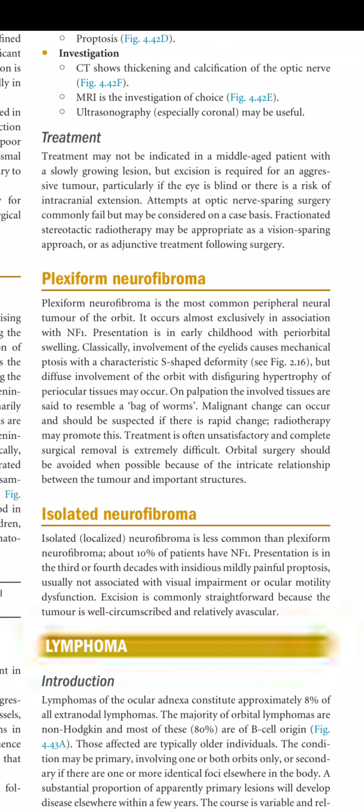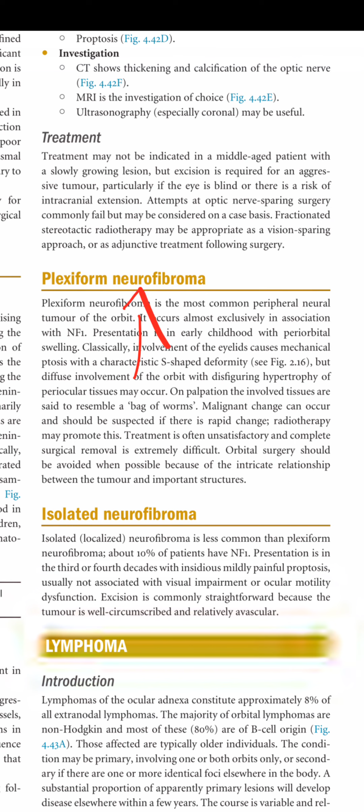So plexiform neurofibroma is the most common peripheral neural tumor of the orbit. It occurs almost exclusively in association with NF1. Presentation is in early childhood with periorbital swelling. Classically, involvement of the eyelid causes mechanical ptosis with the characteristic S-shaped deformity, but diffuse involvement of the orbit with disfiguring hypertrophy of the periauricular tissue may occur. On palpation, the involved tissue is said to resemble a bag of worms. Very important, bag of worms, plexiform neurofibroma.